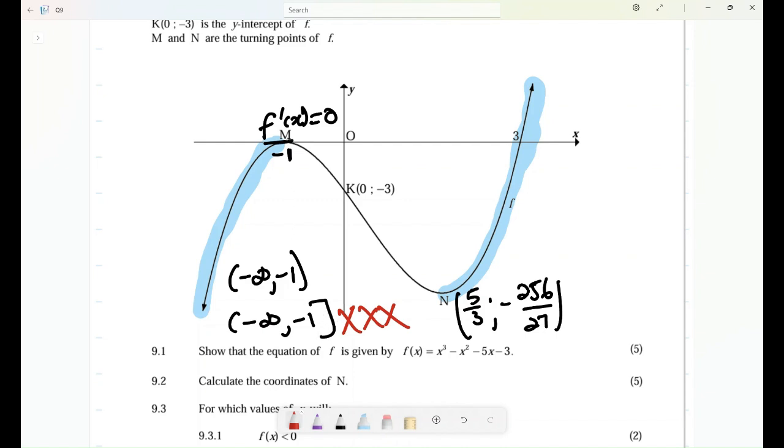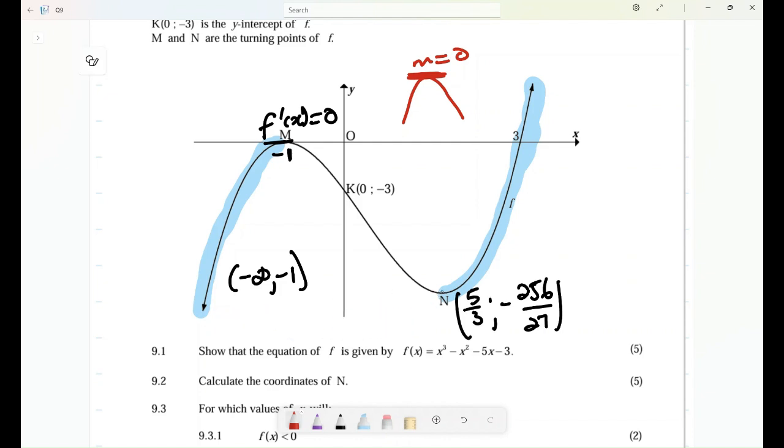Why? Because at x equal to negative 1, our graph is stationary. Can you check? At this point, it is not increasing or decreasing. Hence, we are saying our gradient is 0. It is not increasing or decreasing. Hence, we cannot include this bracket here. This is absolutely wrong from the perspective of physical science. Okay.